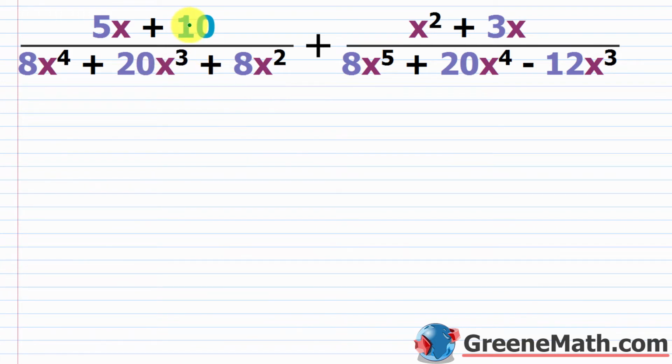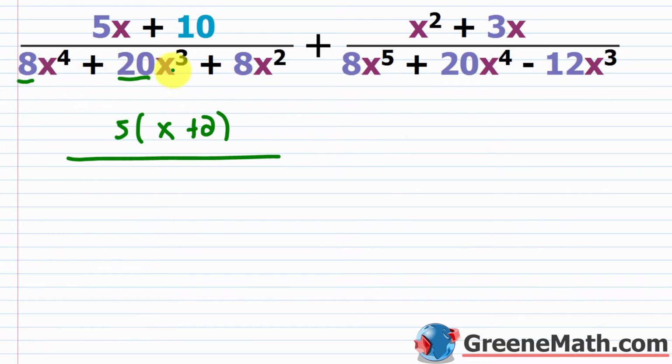So the numerator here, I'll say this is 5 times the quantity x plus 2, okay? Because this is 5x and this is 10, so I could just pull out a 5. Down here, if I look at these guys, I notice that everything is an even number, right? I have 8, I have 20, and I have 8, right? So everything's going to be divisible by 2, but also it would be divisible by 4, right? 8 divided by 4 is 2, and 20 divided by 4 is 5. So I know I can pull a 4 out, okay, before I do anything else.